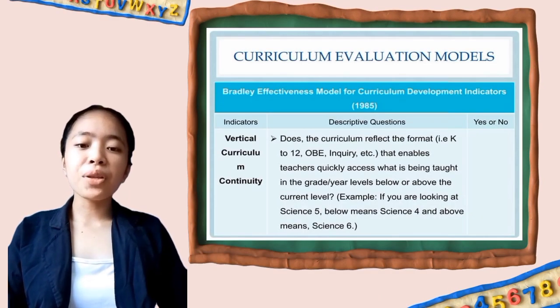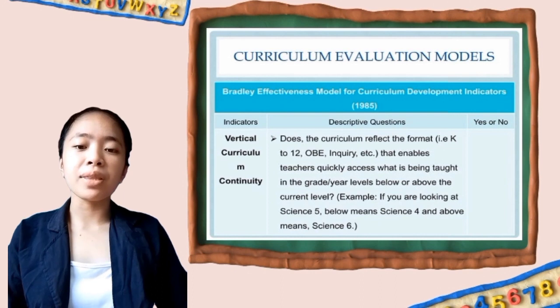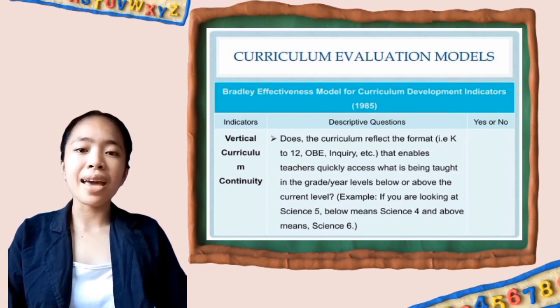Bradley Effectiveness Model for Curriculum Development Indicators in 1985. First is vertical curriculum continuity. Descriptive question: Does the curriculum reflect the format, for example K-12, OBE, inquiry, etc., that enables teachers to quickly access what is being taught in the grade year levels below or above the current level? Example, if you are looking at Science 5, below means Science 4 and above means Science 6.